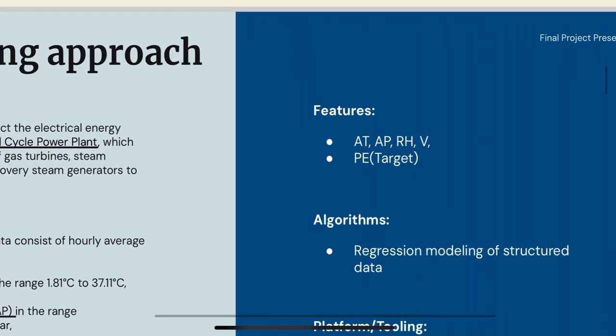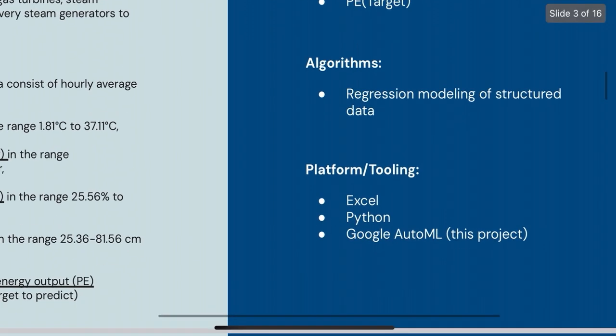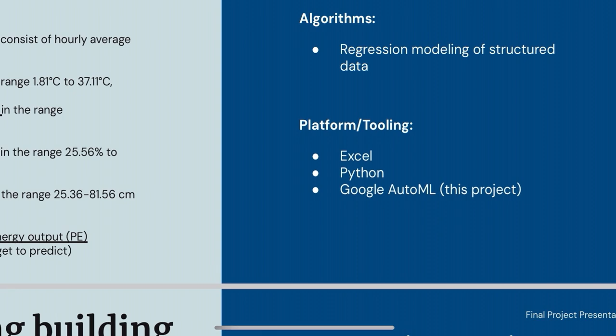Regarding features, there are 5 features: AT, AP, RH, V, and PE. PE is the target. Regarding algorithm, I chose regression modeling of structured data due to the nature of this project and data source. Regarding tooling, this project provided 3 options: Excel, Python, and Google AutoML, and I chose Google AutoML for this project.